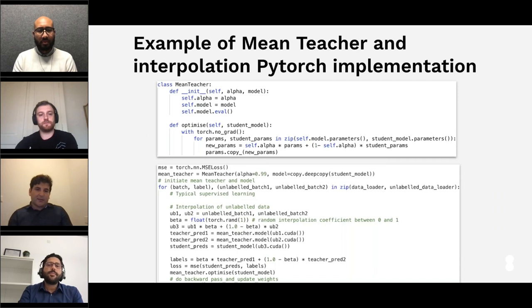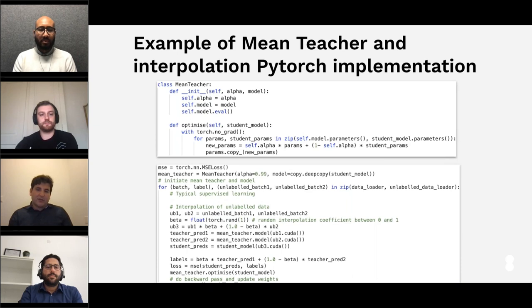Yeah, here's just a bit of code for those who want to see the code. So here's the PyTorch implementation. The mean teacher, generally the ideas are quite simple to implement, in PyTorch or TensorFlow. For the mean teacher, you have alpha, which is the parameter of the moving average. You have a model, and then with these, we create an optimize function, which basically just updates the weights with the moving average. And then in the bottom, we explain how you implement this interpolation method.